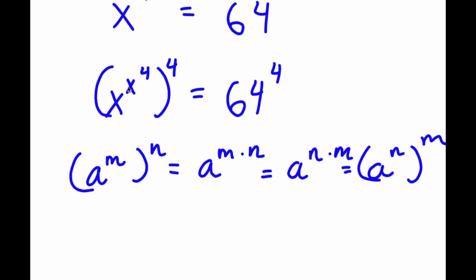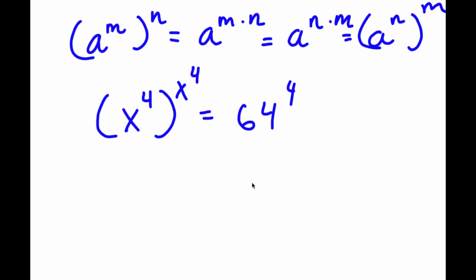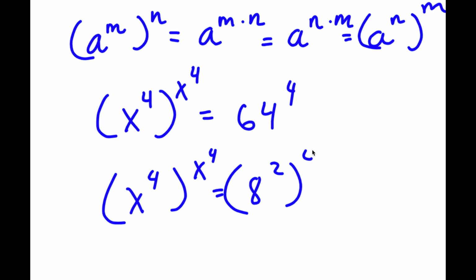So we have x to the power of x to the power of 4 to the power of 4, and we can think of x to the power of 4 as m and 4 as n. So if I switch these two places, I get x to the power of 4 to the power of x to the power of 4 is equal to 64 to the power of 4. Now 64 is the same thing as 8 to the power of 2. So now I have x to the power of 4 to the power of x to the power of 4 is equal to 8 to the power of 2 to the power of 4.